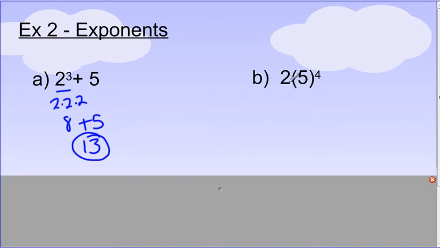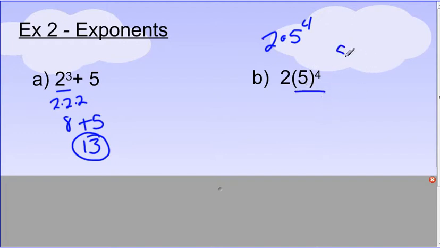Letter B, 2 times 5 to the 4th power. Now, even though you see these parentheses, the 4 is still attached to the 5. This parentheses here is showing a multiplication between those 2. So if I wrote it out like this, you'd know, oh yeah, you do the exponent first. Well, even though it's written slightly different, this still says 2 times 5 to the 4th power. So we're going to do the 5 to the 4th power first.